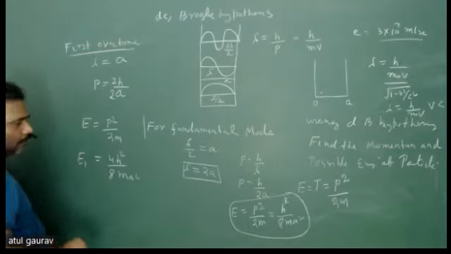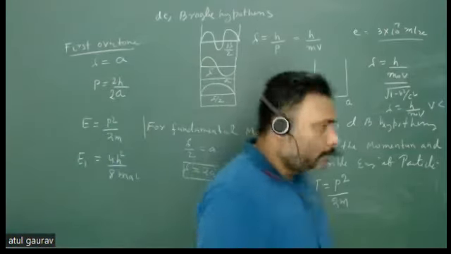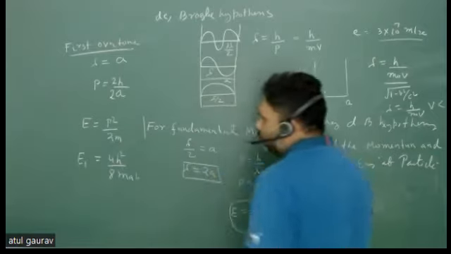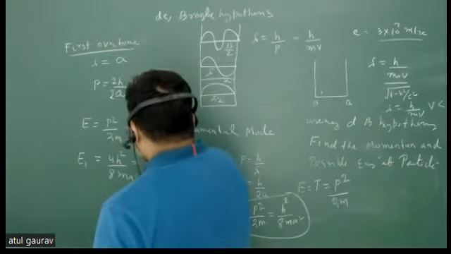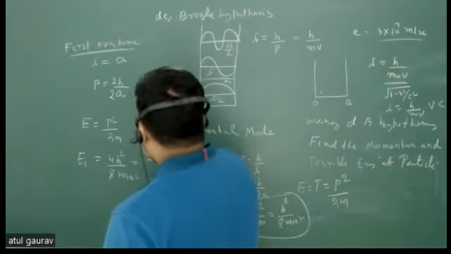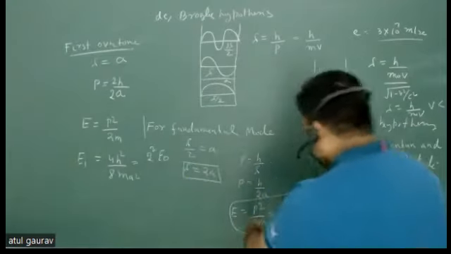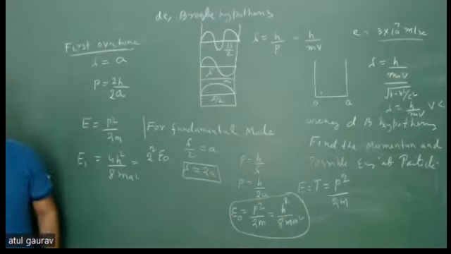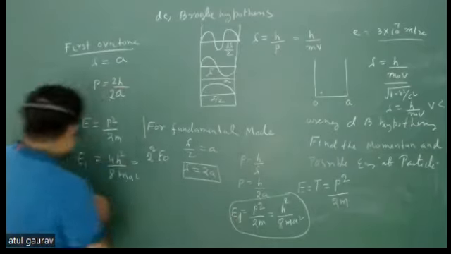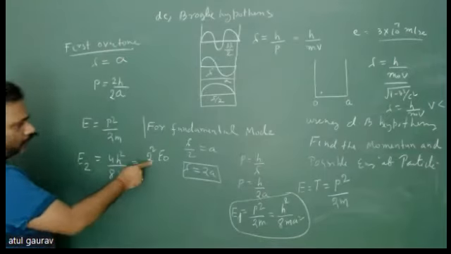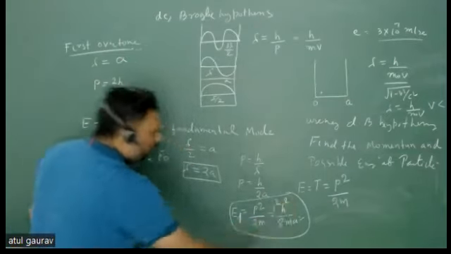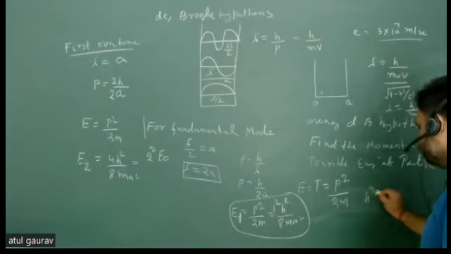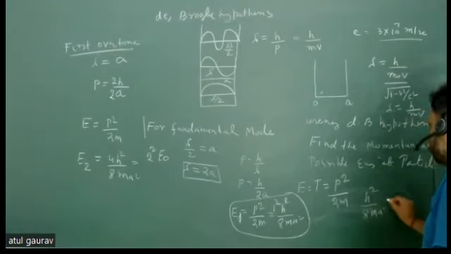My goodness, what is happening? Either my energy is h square upon 8ma square, or the next energy is what? 4h square upon 8ma square. So this is 2 square times the fundamental energy, isn't it? Suppose this fundamental energy is E naught. So this is 2 square of the fundamental energy. Yes. So I am writing this one as E1, and let us write this one as E2, such that this matches with this one. So this will be 1 square into h square upon 8ma square. And I can write this particular thing, h square upon 8ma square, is equal to E0.